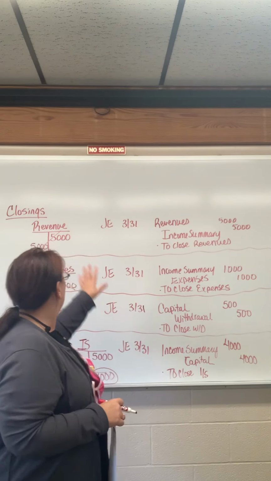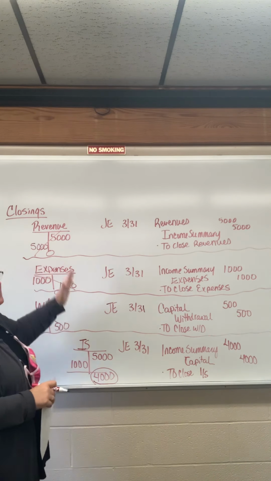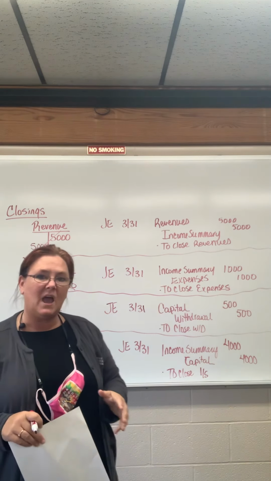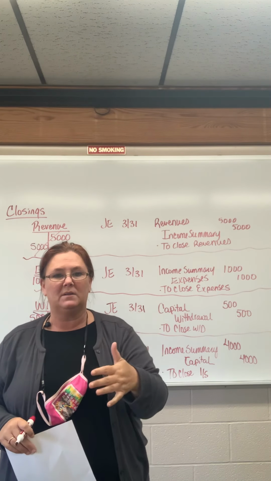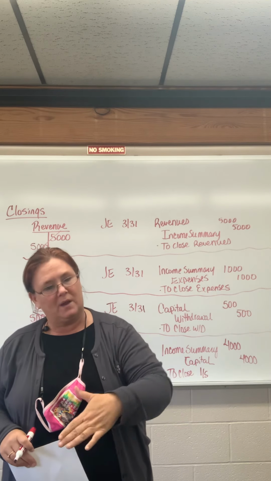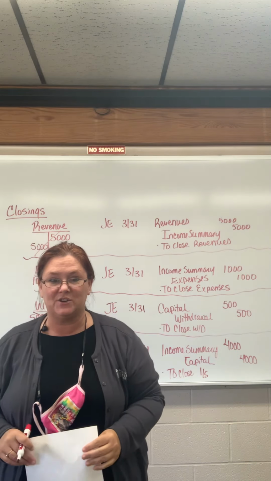So again, all we're doing here is taking each account and doing the opposite of the balance that it has. Whatever I give you in the T accounts, if I give you a credit balance, debit it. If I give you a debit balance, credit it in order to close it out. And that is as difficult as journal entries are.